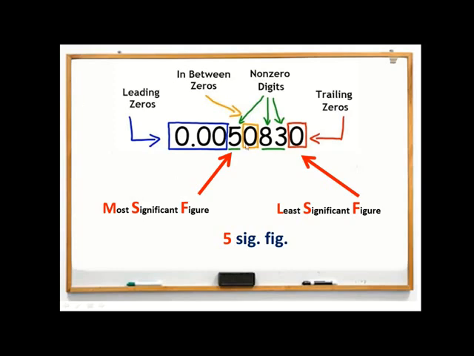See these figures. In this particular number, the first digit, 5, is called the most significant figure, and the last digit, 0, is called the least significant figure.